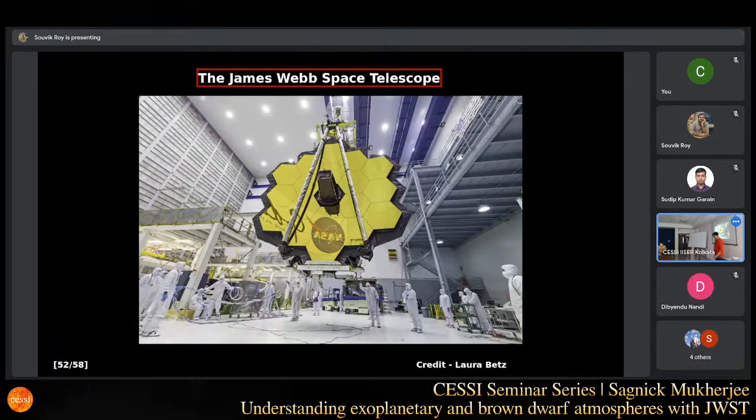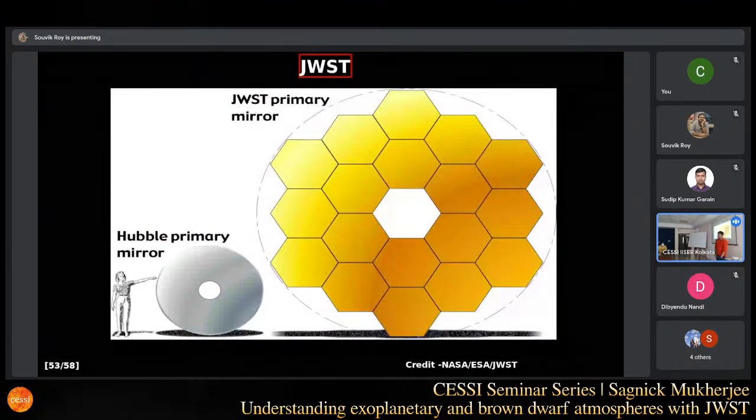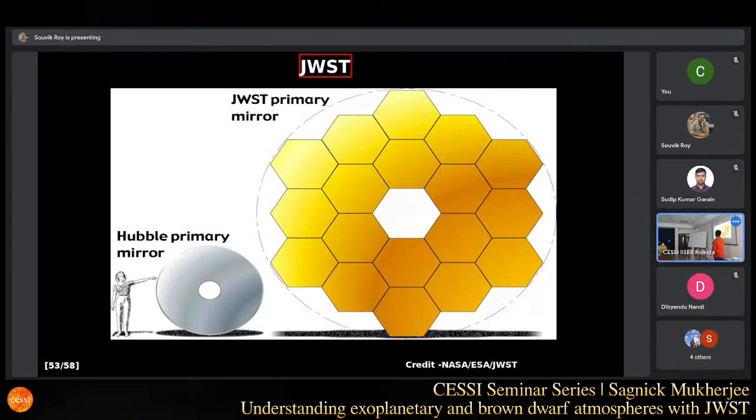And because of the size of its mirror compared to Hubble, for example, its size is 6 meters. 6 meters is very large. That makes it a very large light collecting area so that it can see faint sources. It's also very reflective in the infrared. So with all of these advantages, JWST is a much more sophisticated instrument than anything before in the infrared wavelengths.